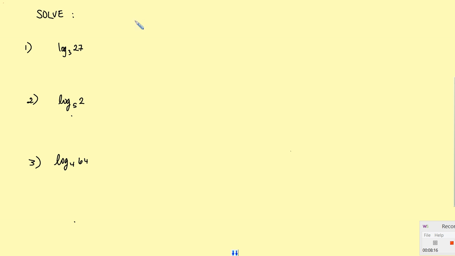Alright, so if I were to do log base 3 of 27, well, again, I could change this into an exponential expression first, and in this case it would be 3 raised to the power of x is equal to 27, and I know that x has to equal 3, because 3 to the x is equal to 3 cubed, and x equals 3.